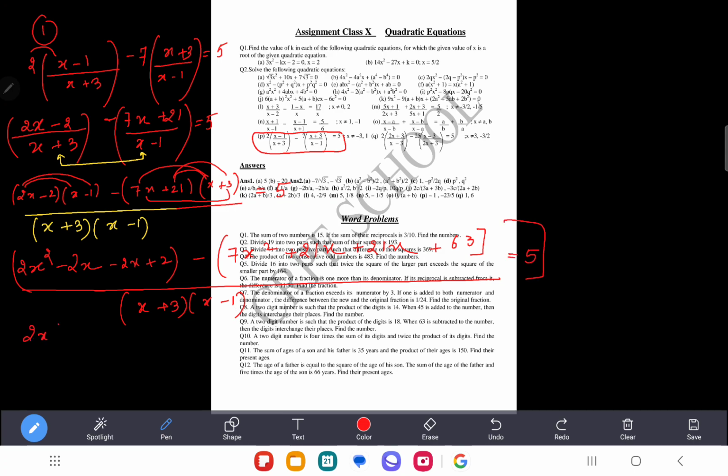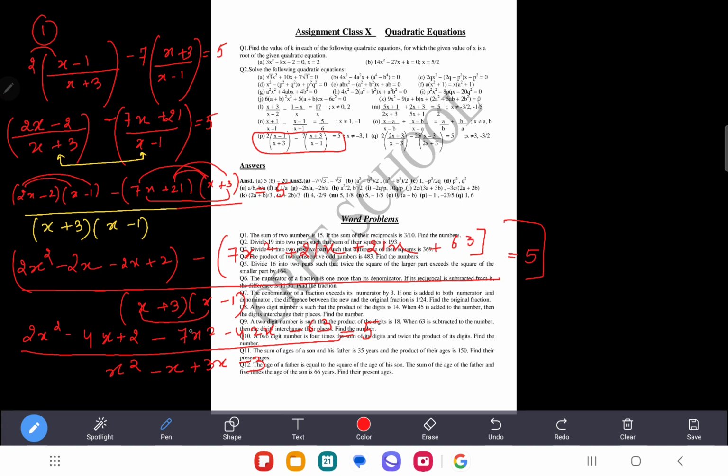So this is going to become 2x square minus 4x plus 2. Open the bracket, so plus 21x and minus 21x cancels up. No, it doesn't cancel up. So it becomes 42x. So minus 7x square minus 42x minus 63 over the denominator, which is going to be x square minus x plus 3x minus 3 equals to 5.